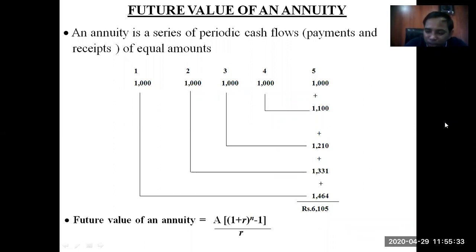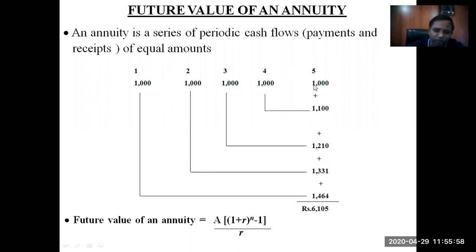Either you are paying today, after 5 years, or after 10 years, it can be termed as annuity. Your loan installment amounts. When you are paying a loan installment, it is also the same amount. Every month you are paying the same EMI. It is annuity. So annuity, you'll see here, is shown in a timeline.